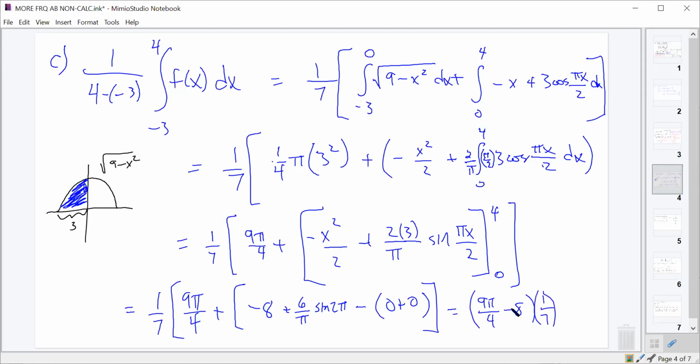Which was worth 4 points. That was probably the most difficult part of that problem, I would say. They gave you a point for splitting it into 2 integrals like this. They gave you a point for getting the value of the integral from -3 to 0 of root 9 minus x squared. They gave you 1 point if you correctly integrated the other part of it. And then they gave you 1 point for the final answer.